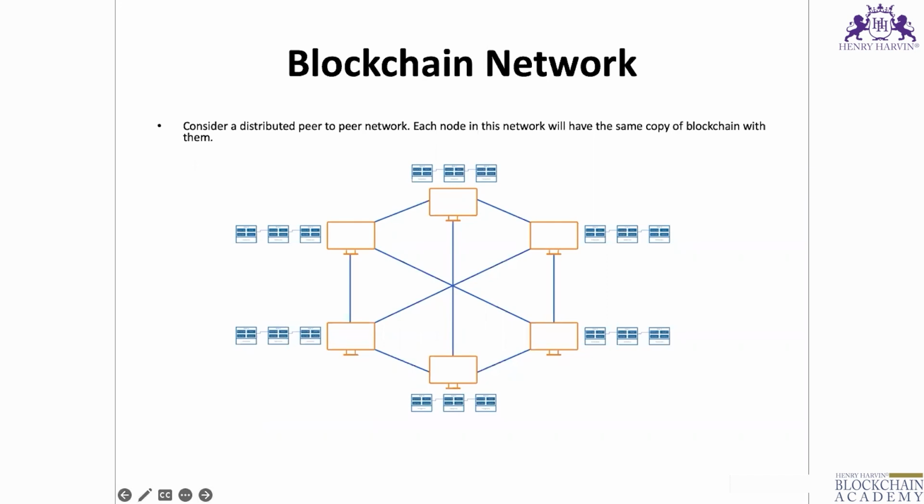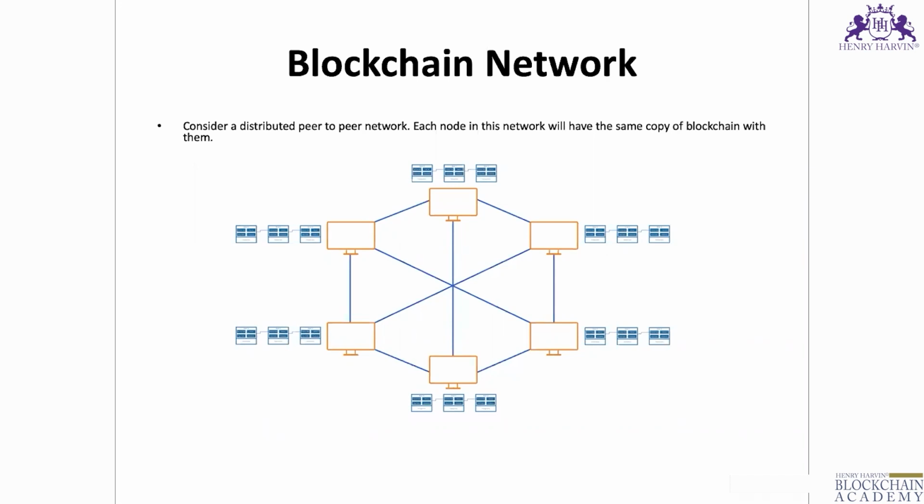So at any point of time, all the nodes have the same copy of the blockchain. This is called the blockchain network. Now we are going to see how this blockchain looks. So remember only one thing: all the nodes have the same copy of the blockchain.